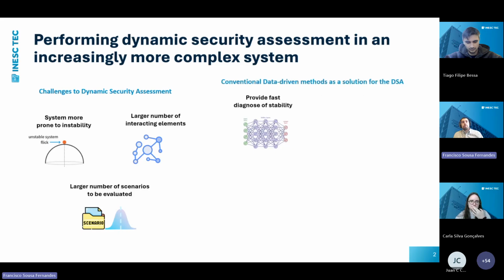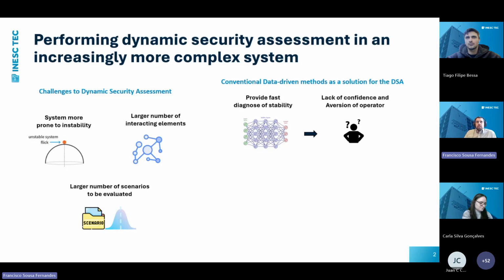To be able to diagnose if there is or not a stability problem, a security problem, there have been many tries to use data-driven methods, often based on neural networks, that can in fact classify a system as being secure or insecure, or can pinpoint what is the stability problem that is occurring, but can't really explain it. And also the trust in these models often is low due to their inherent black-boxness, let's call it, so they are not transparent.